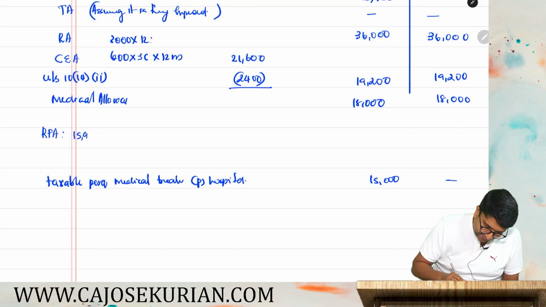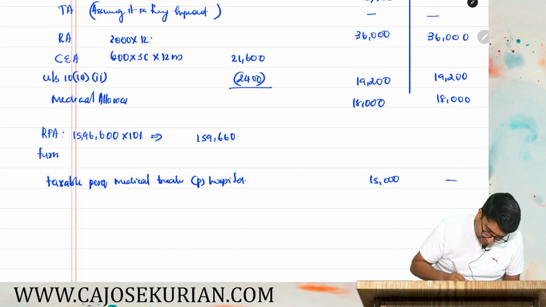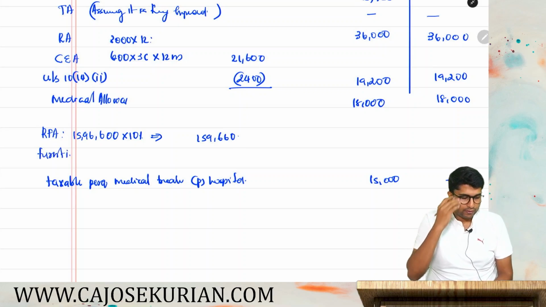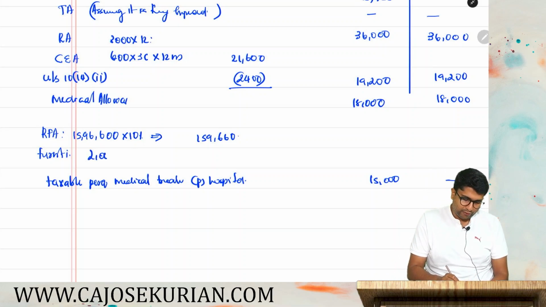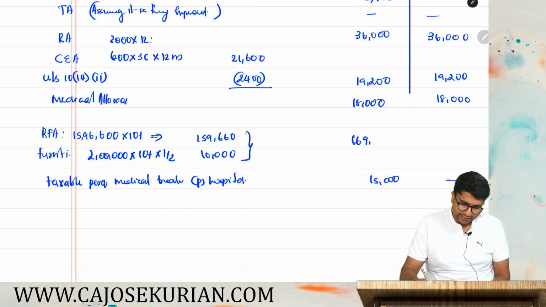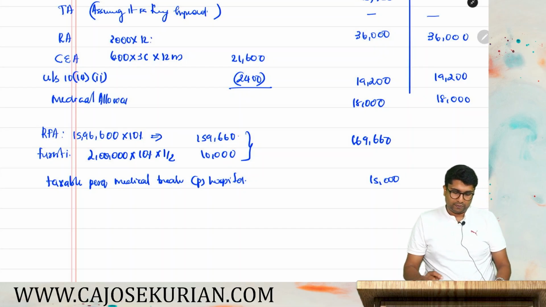So we will write rent-free accommodation. 15,96,600 is the total into 10%, and it will be 1,59,660. And they have been provided some furniture for 6 months. So from 1st October 2024, furniture has been provided. So the original value of furniture is 2 lakh into 10% for a year into 1/2. So that will be 10,000 for the furniture. So adding these two, 1,69,660 will be the total amount coming, 1,69,660 plus 15,000.